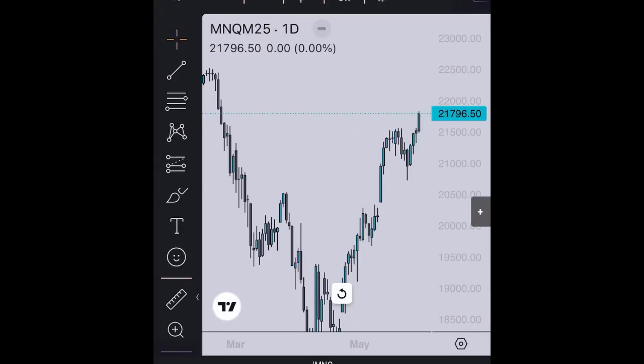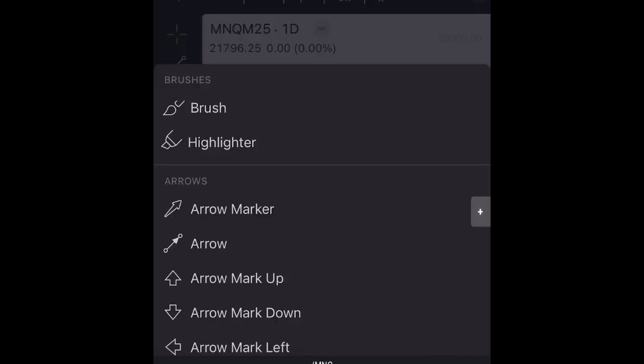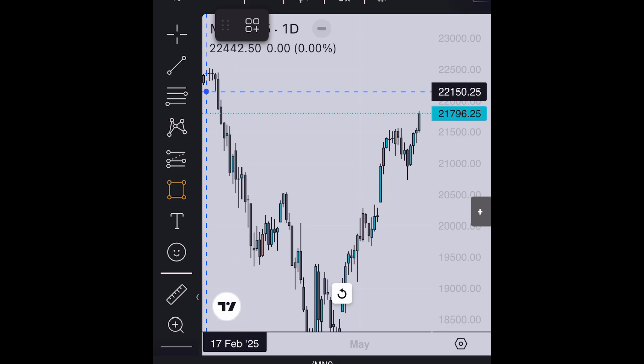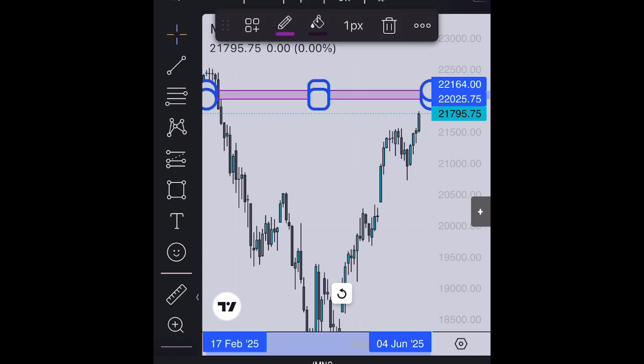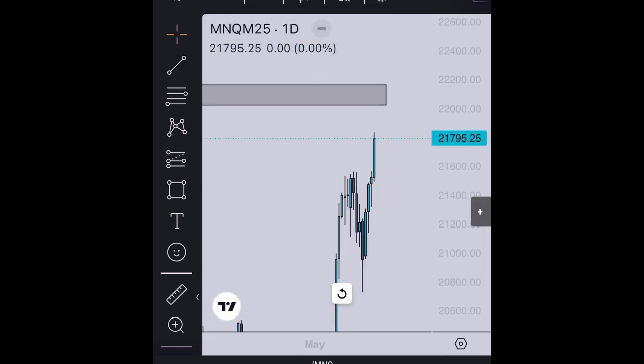Let me show y'all how I set up my framework for the day. We want to start out on the daily time frame, right? And we want to mark out this inefficiency, this fair value gap right here on the daily time frame. You know what I'm saying? We are anticipating price to fill this inefficiency right here.